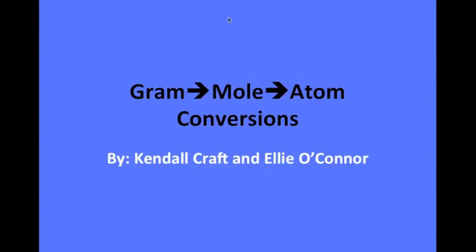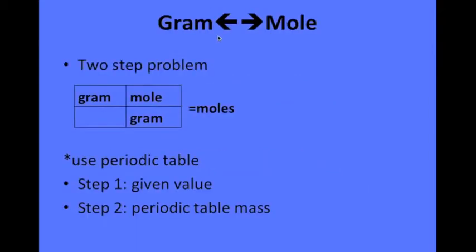So here we have gram to mole atom conversions. A gram to mole conversion is a simple two-step problem. You refer to the periodic table to get the mass of the element or compound that you're working with. You start with your given value, then put the mass in the box diagonal from it, line your units up, and it's always over 1 mole. Then calculate it and get your answer.